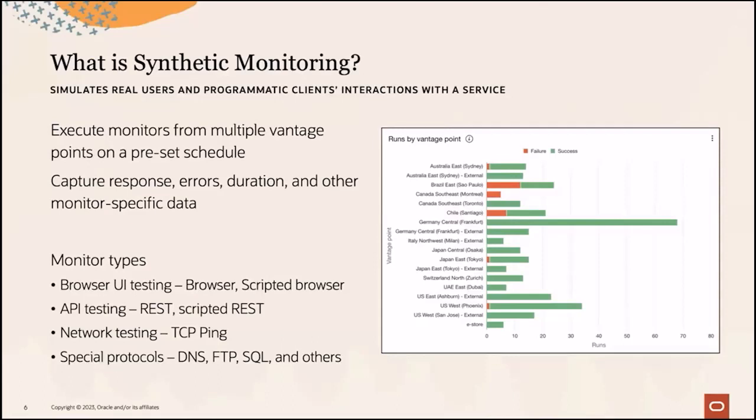So I'm executing a test from multiple vantage points, meaning multiple locations. And I'm capturing the results. If it is a browser page, I'll make sure that I don't get errors, and I'm maybe looking for some content within the page, making sure that all the pages look the way I expect them to look.